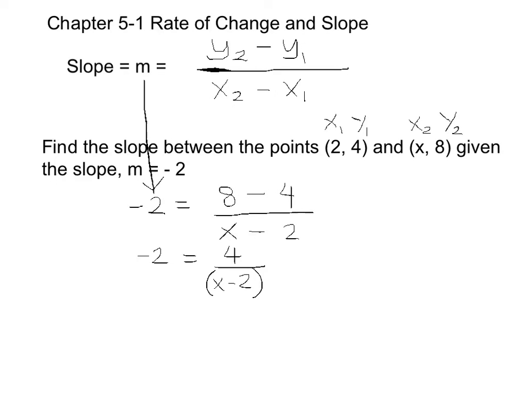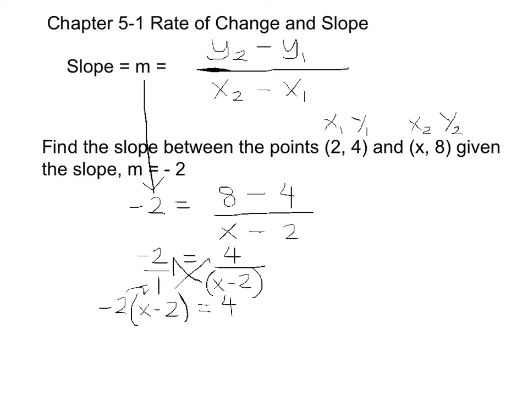Now, how am I going to solve this when the x is in the denominator? Well, it's quite simple really. All we need to do is put the 1 underneath the negative 2 and cross multiply. So what I have now is negative 2 in front of the x minus 2 group equals 4 times 1. Now, there's a couple of different ways you can solve this. You can distribute, then add 4 to both sides and divide by 2.